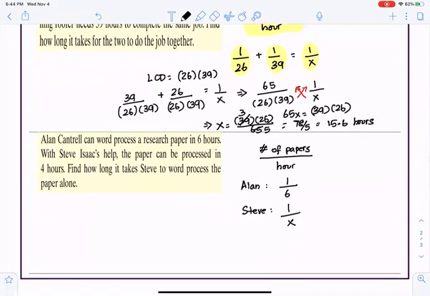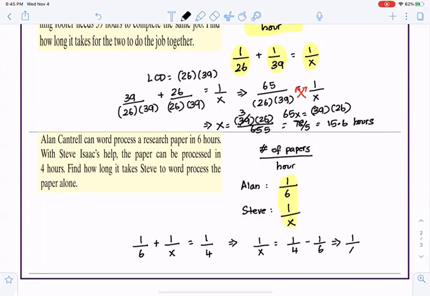But what we know is when we combine these two together, when they work together, that one paper can be completed in 4 hours. So Alan can complete one paper in 6 hours. Steve can complete one paper in X hours, which we do not know. But when we put them together, one paper can be completed in 4 hours. Now we just have to solve for X. How do we solve for X? We keep 1/x on one side and move 1/6 to the other side. We need a common denominator. The common denominator is 24.